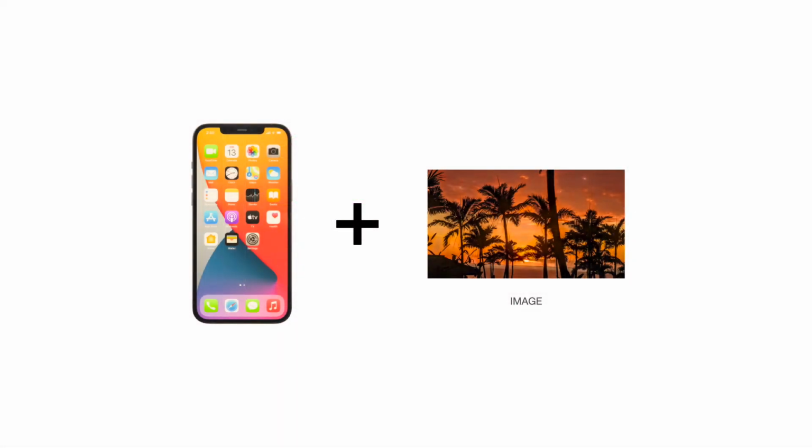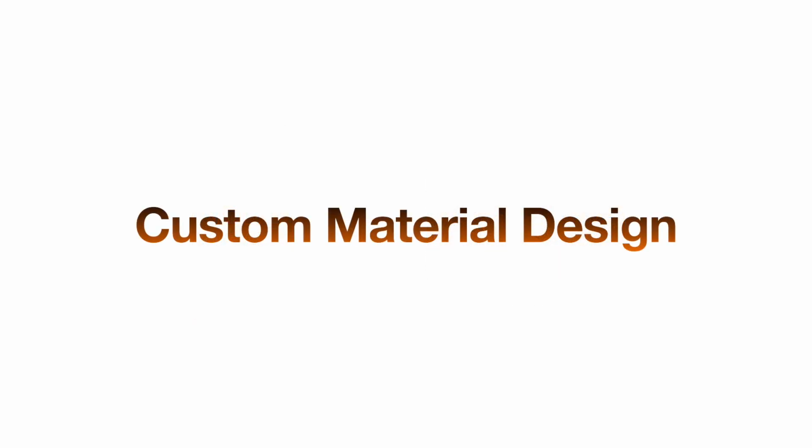So what is the key idea? Every screen on a device has its own design system. It includes colors, shapes, brightness, texture, and many things, but in this project, I'm going to apply only colors from it. With this method, we can make our custom material design correspond with your custom image.